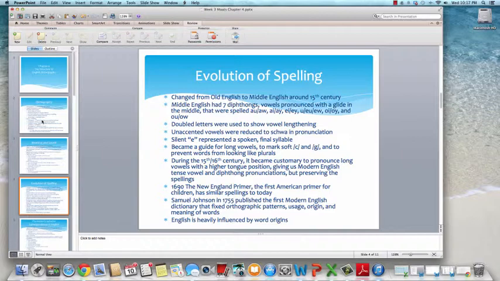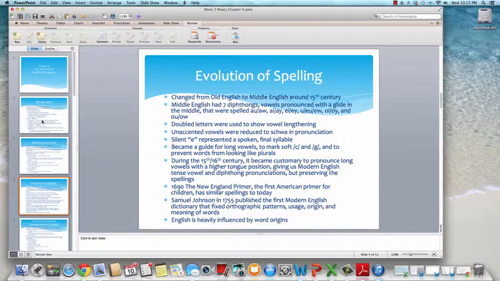So in 1690, the New England Primer, the first American primer for children, came out. And it has very similar spellings to what we have today. So not a lot has changed from that late 17th century publication. Now, Samuel Johnson in 1755 published the first modern English dictionary. So this is the first dictionary that we can establish as what we consider today modern English. It's been around for about 300-400 years.